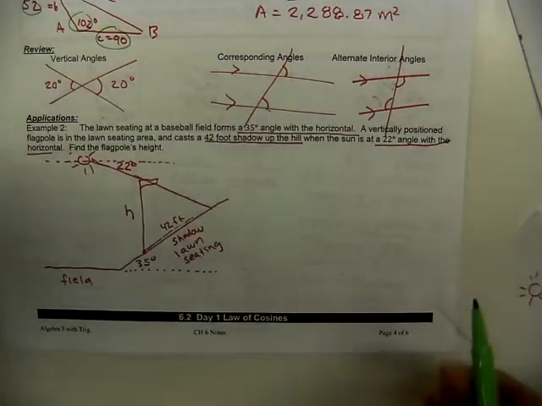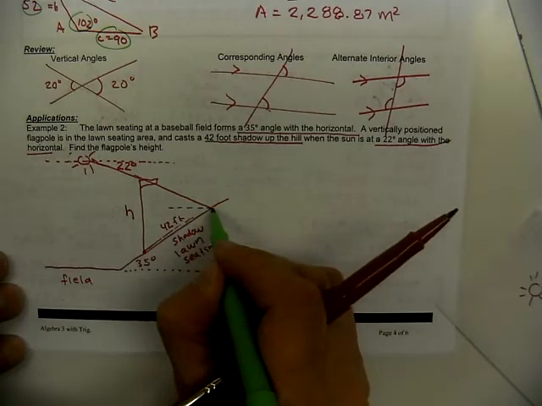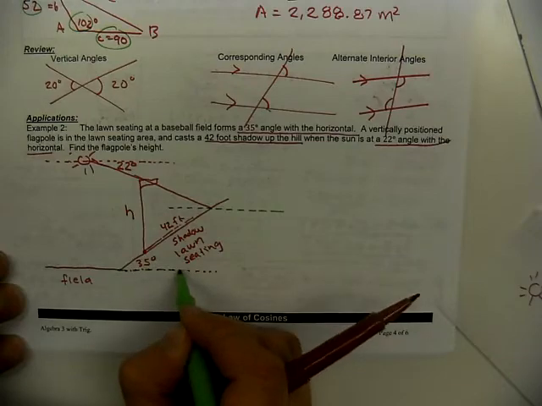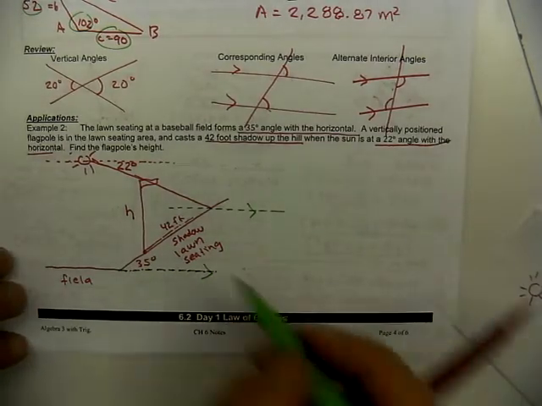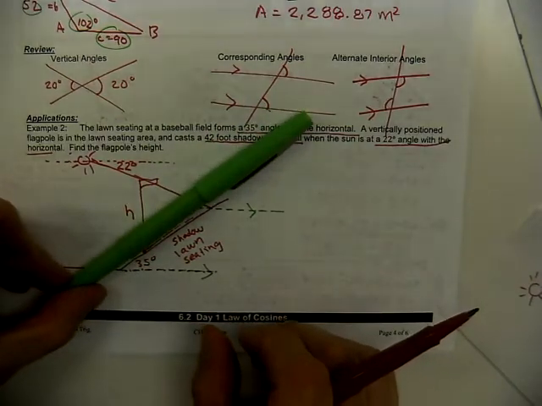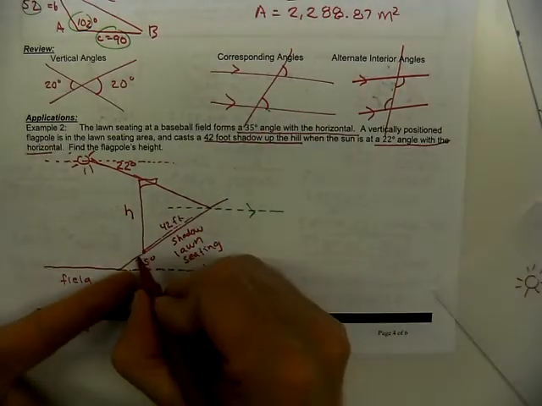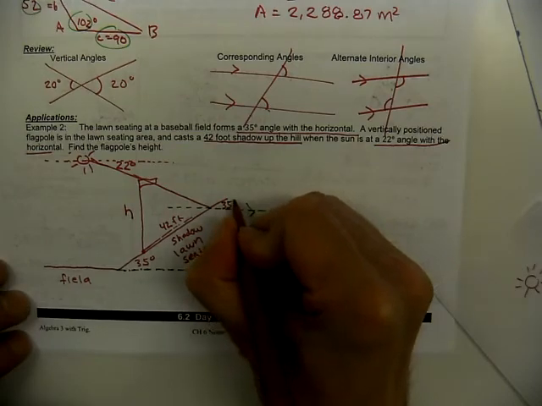I'm going to draw another horizontal reference line through the right vertex of the triangle. And what we're looking at here is a pair of parallel lines. They're both horizontals. So these are my horizontal lines. This is my transversal. The lawn seating area is the transversal, which means that this 35-degree angle here is also found here because those are corresponding angles.